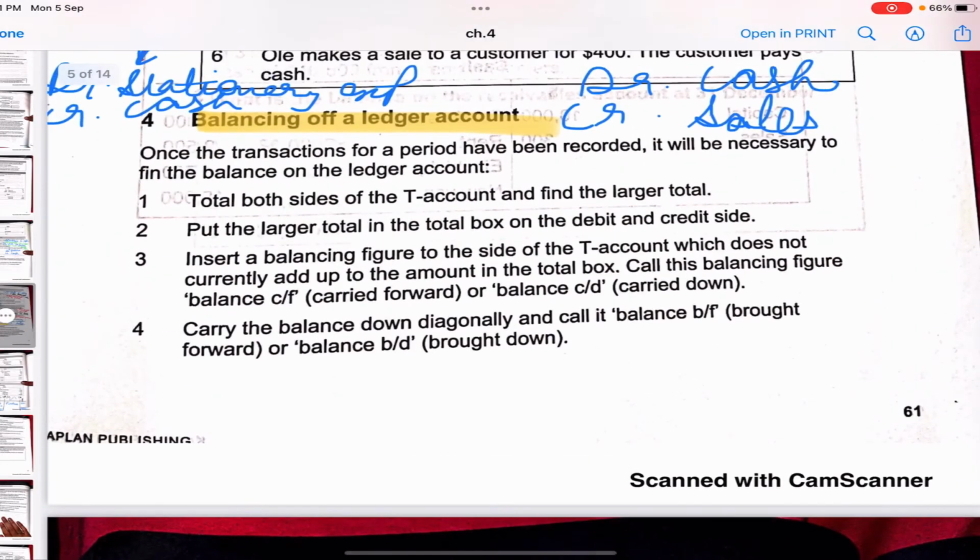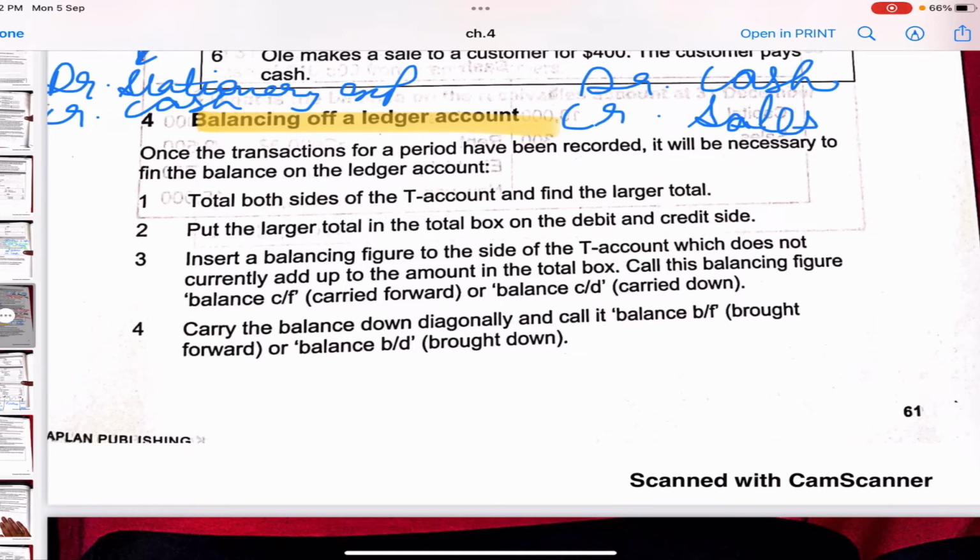Now you'll be able to understand. Total both sides of the T account and find the larger total. Put the larger total in the total box on the debit and credit side. Insert a balancing figure to the side of the T account which does not currently add up to the amount in the total box. Call this balancing figure balance CF or balance CD.